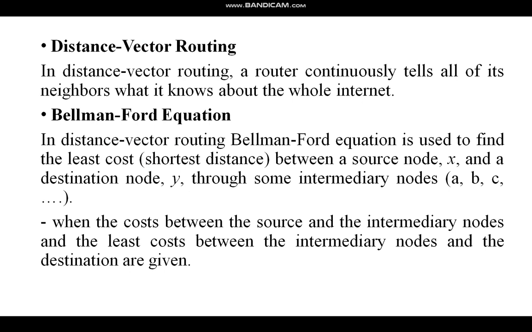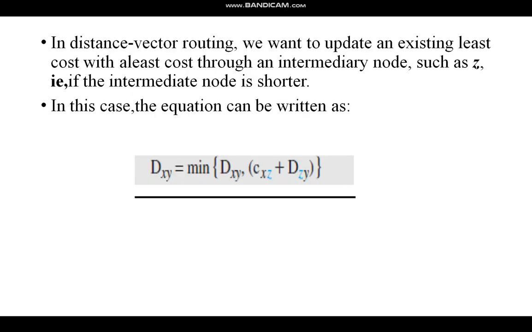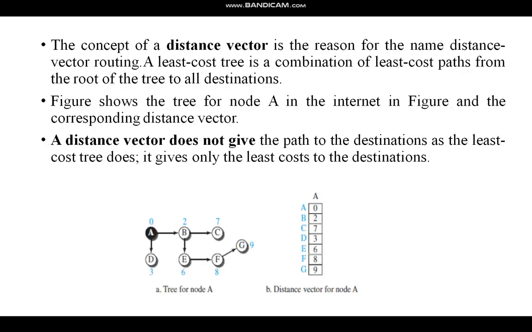When the cost between the source and the intermediate nodes, and the least cost between the intermediate nodes and the destinations are given, in distance vector routing we want to update all existing least costs, and the least cost through the intermediate node, such that the intermediate node is shorter. This is the equation to calculate the minimum distance between the source and destination. The concept of the distance vector is the reason for the name distance vector routing.